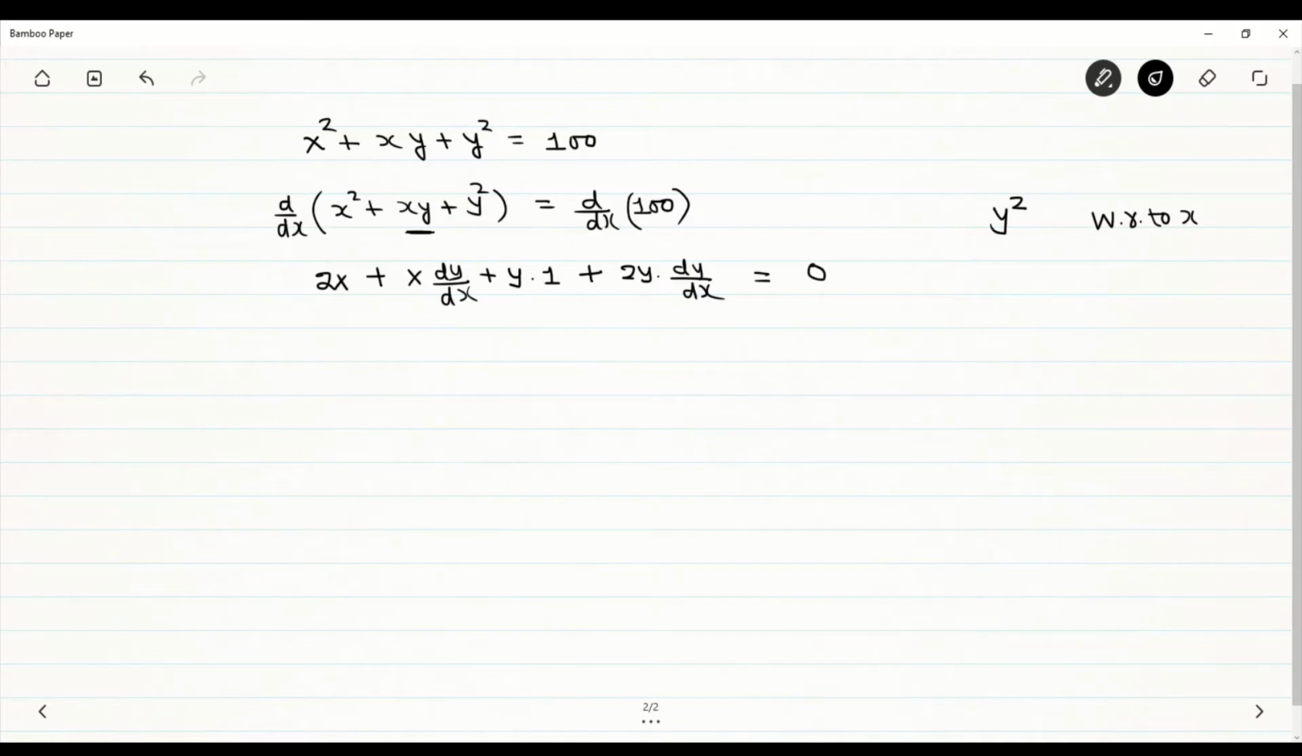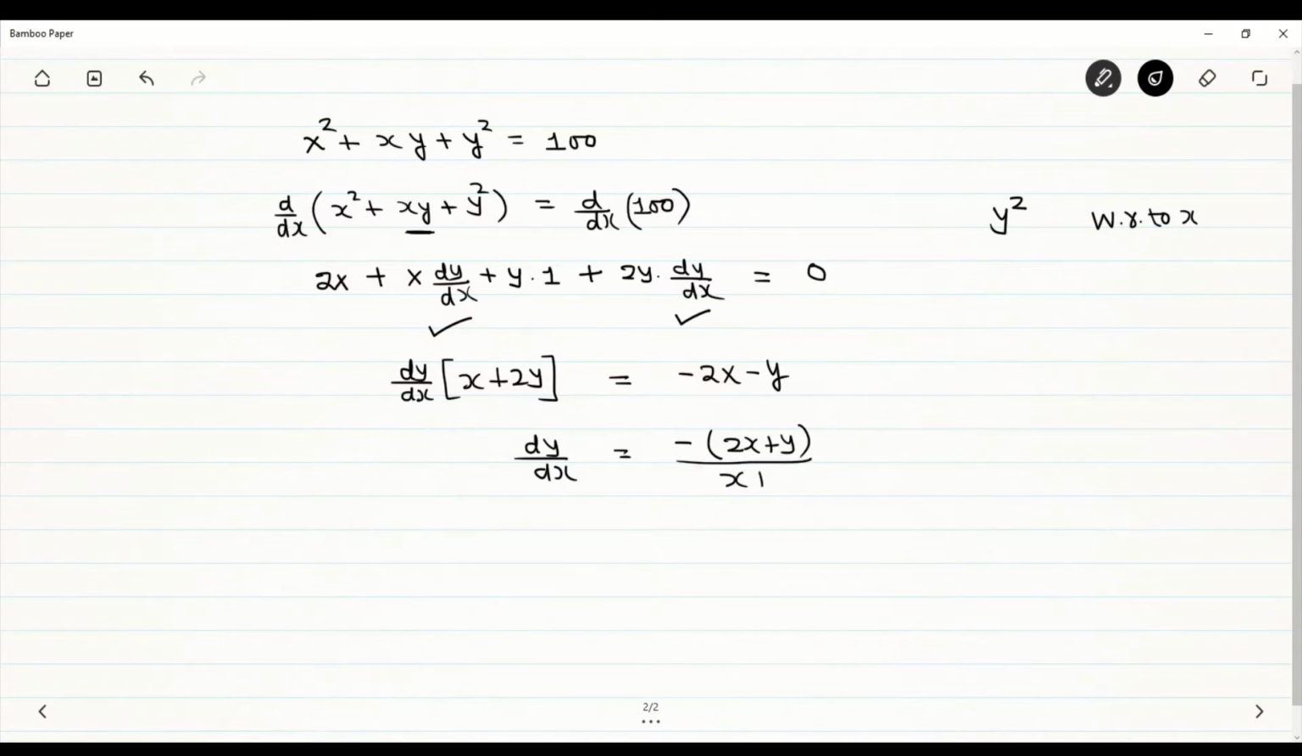Now all I can do is collect the terms of dy by dx on one side. So let me take dy by dx common. I am left with x plus 2y on one side, and everything else will go to the other side, it is minus 2x minus y. So if I just separate dy by dx, my answer would be minus, let us take minus common over here, 2x plus y divided by x plus 2y, or 2y plus x, whatever you want to write. So this is the derivative of this implicit function.